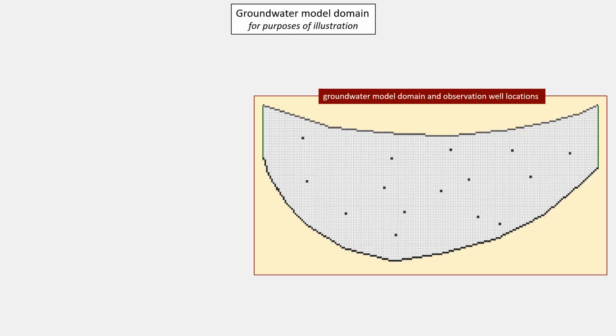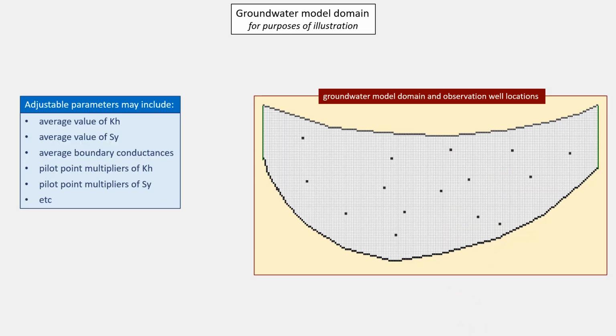To see a little bit more about how ENSI operates, let's just, for illustrative purposes, look at a pretend model here, a model of an alluvial valley, in which we've got observation wells, and let's pretend that these are the parameters that we're estimating. Suppose we're estimating a global value of kH throughout this entire model domain, a global value of specific yield throughout the entire model domain, global values of boundary conditions. So these are individual parameters that apply to the whole model domain.